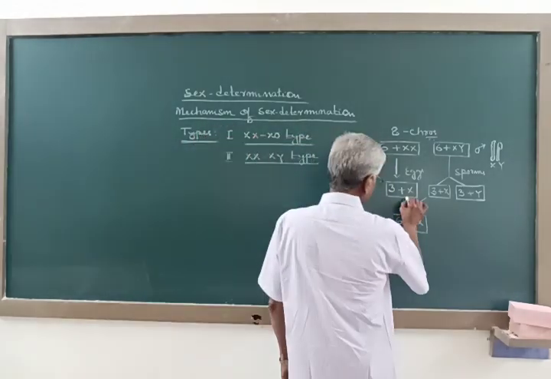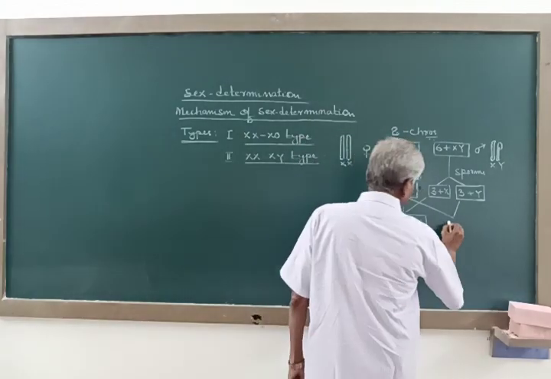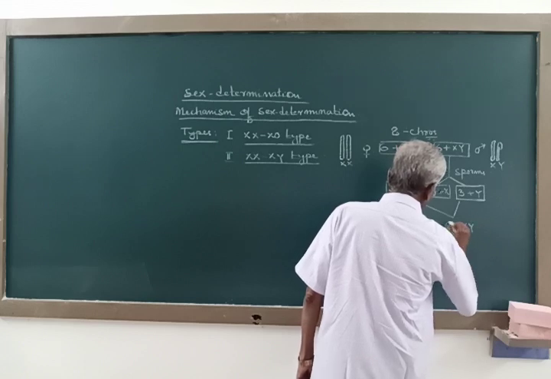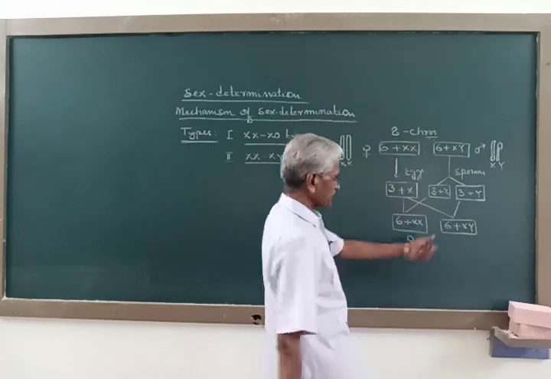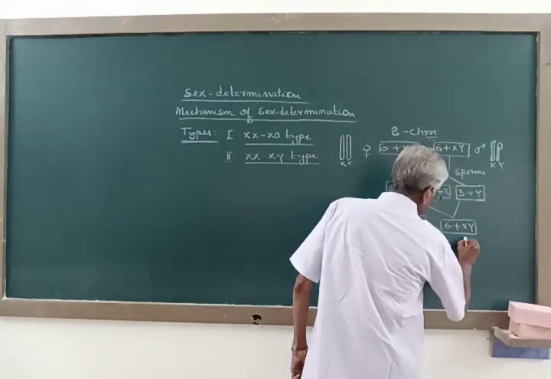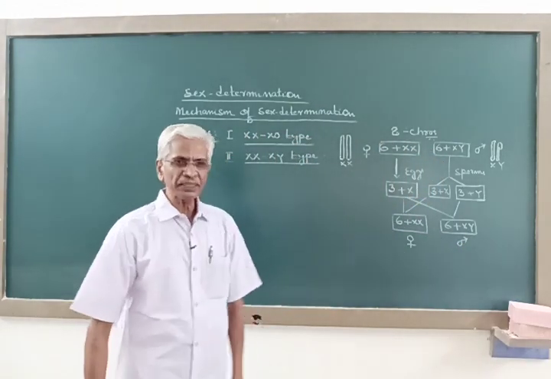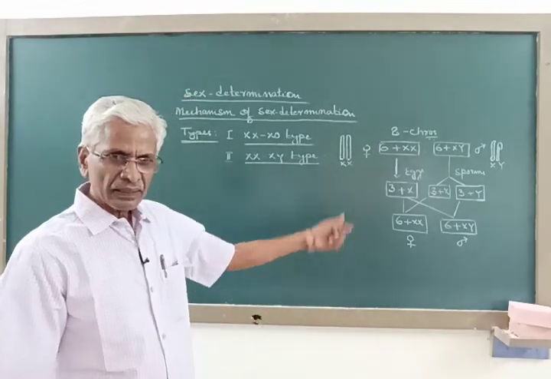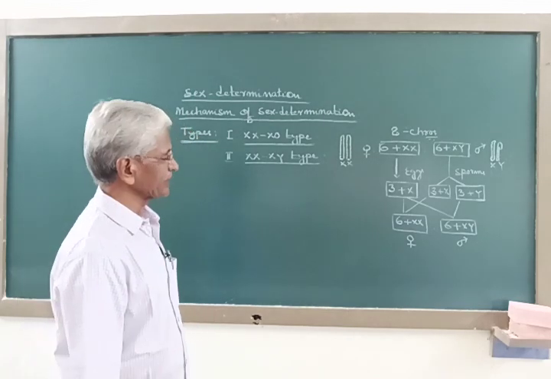And if the egg is fertilized by this type of sperm, the offspring will get 6 autosomes, 1 X chromosome and 1 Y chromosome. So now here, the sex of this fly is very much like this one. So this becomes male. So this is the sex determining mechanism among Drosophila, that is the common fruit fly.